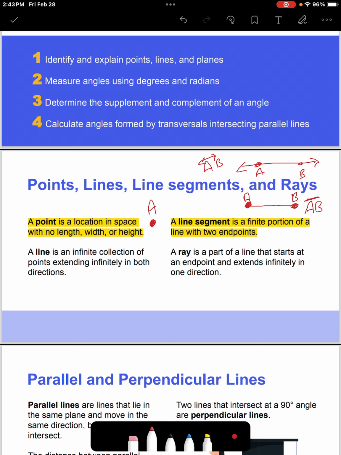So that's a line. A line is an infinite collection of points extending infinitely in both directions. That's what a line is. It is labeled AB like this. A ray is a part of a line that starts at an endpoint and extends infinitely in one direction. So a ray would look like this. Here's point A. A ray would go in one direction. So you would call this ray AB. And typically the part that doesn't have an arrow on the end is the starting point. Notice how that's A.